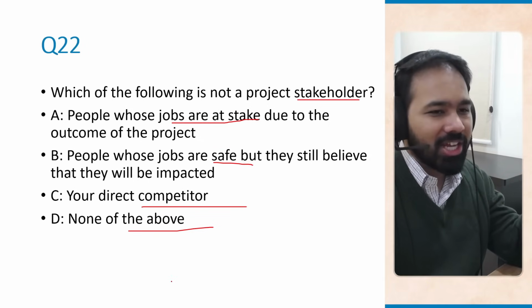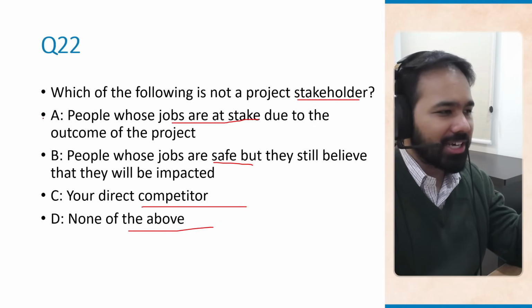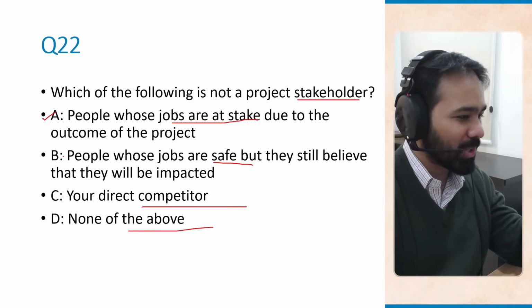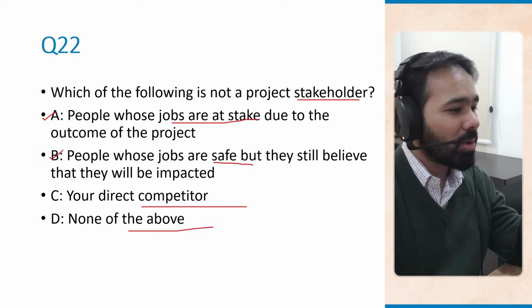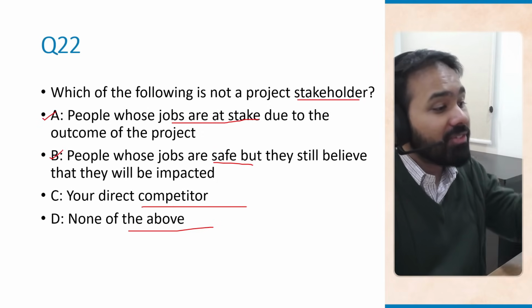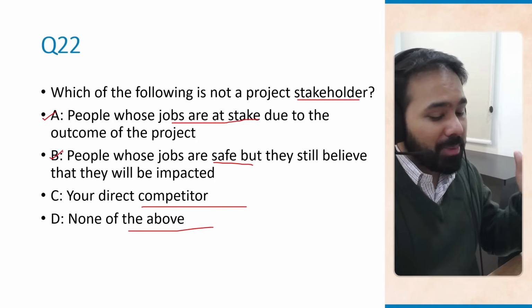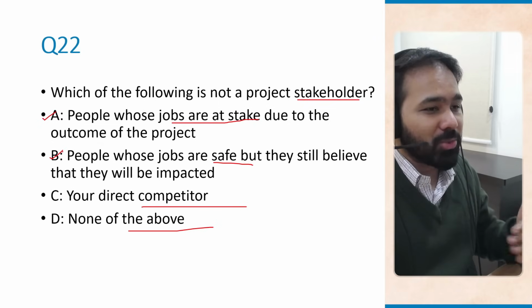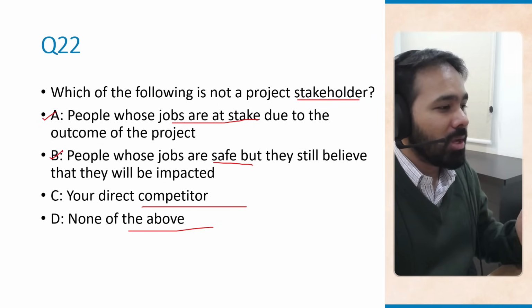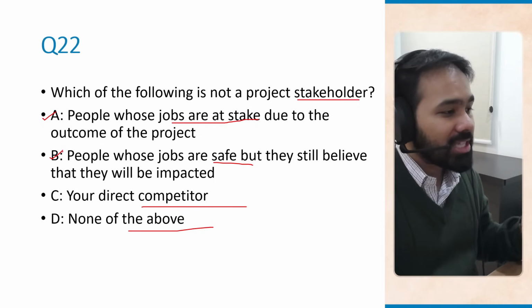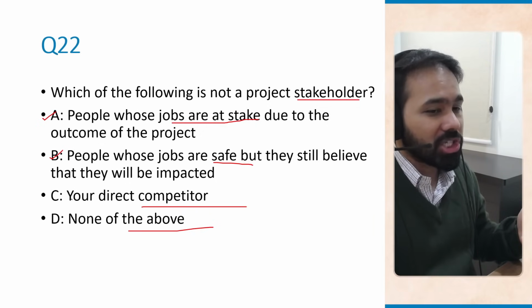So if we check for each of these options, people whose jobs are at stake because of the outcome of the project, right? They have direct high interest in this project's outcome. People whose jobs are safe, but they believe that they will be impacted. So perception also matters here, right? So belief of impact. Remember when we went over the definition, we said that anyone who may be impacted or even believes that they will be impacted, they are all stakeholders.